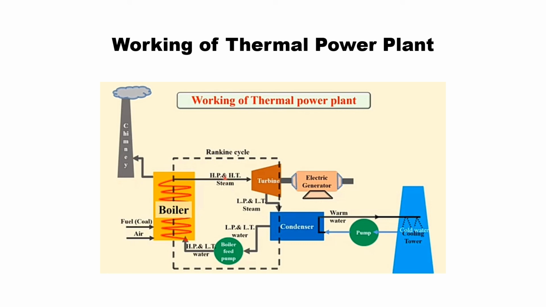Now the steam which has gone to the condenser will come outside as water. That water will be sucked by the feed water pump, and then that water will be supplied to the boiler. This is the basic cycle of the thermal power plant.